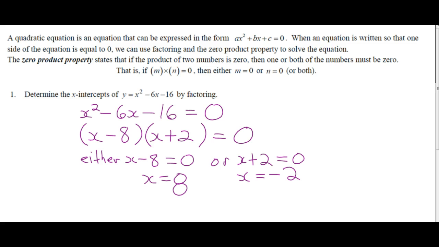Factor this, then you say either x minus 8 is 0 or the other factor is 0, in which case x is equal to 8 or x equals negative 2. You can check this. It would be 64 minus 48 minus 16, which is 0. Or with this one, it's 4 plus 12, which is 16, minus 16 is equal to 0.